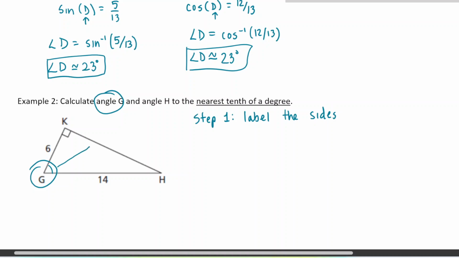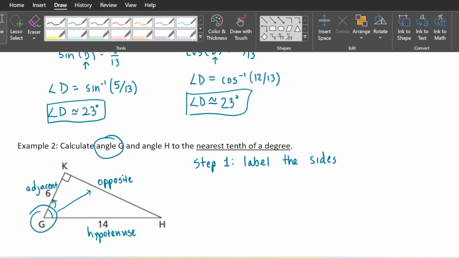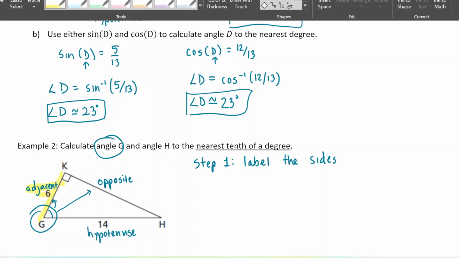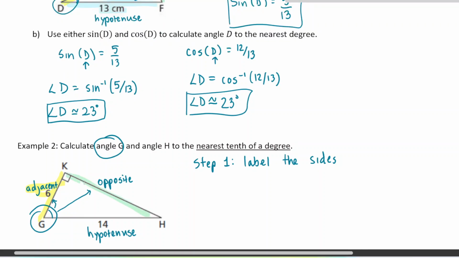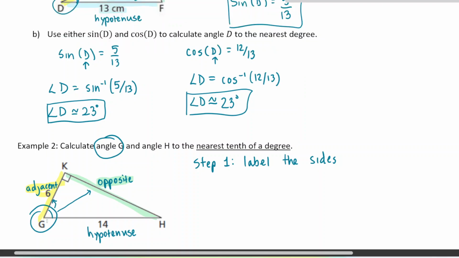So this side here that's directly across is going to be the opposite side. We don't happen to know that length in this one. And then the one right next door is the adjacent. And then the longest side, which is on the bottom here, is the hypotenuse. So I'm just going to go ahead and use my labels again. So yellow was my adjacent color. My opposite color was green. And then my hypotenuse color was blue.